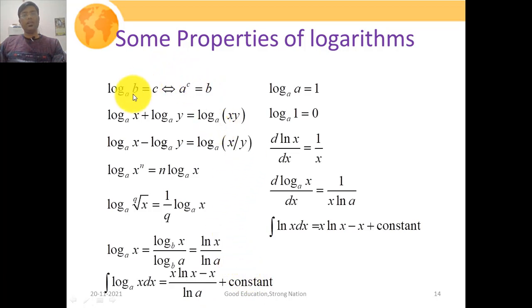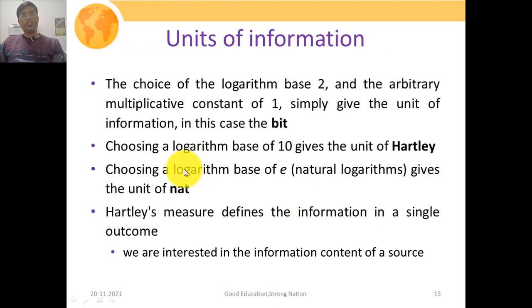So we are mainly concerned about these specific properties related to our information theory, but all these properties must be known to all of us. Now the last topic of today's lecture is units of information. We had already given the definition of information in terms of the log function and the probability. The choice of logarithmic base 2 and the arbitrary multiplicative constant of 1 simply gives the unit of information, in this case, the bit.